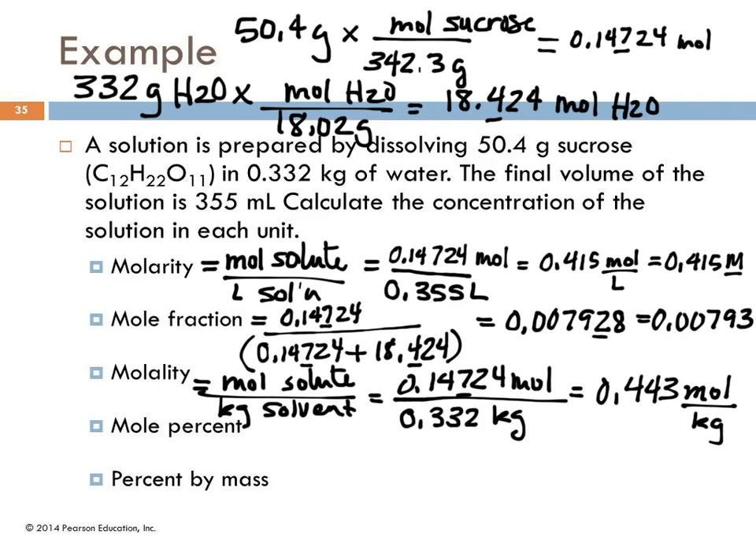Any questions yet? M is just a real popular letter when it comes to units.